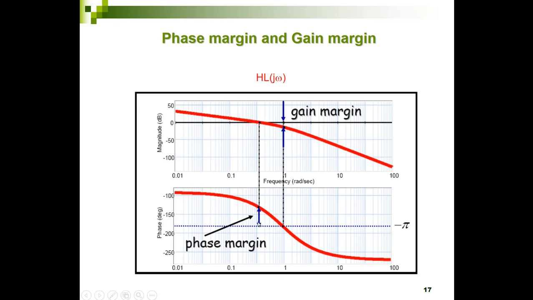And for the gain margin, we look to the point where the phase crosses the minus 180 degrees line. Of course, that is equal to minus pi radians. And then we see how much gain is left before we reach the 0 dB line, which equals a gain of 1.